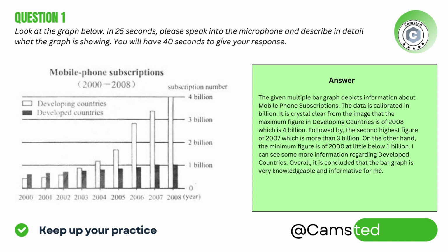On the other hand, the minimum figure is of 2000 at little below 1 billion. I can see some more information regarding developed countries. Overall, it is concluded that the bar graph is very knowledgeable and informative for me.